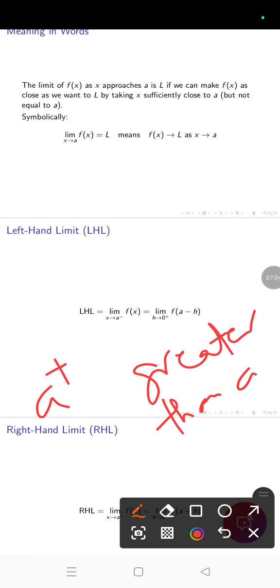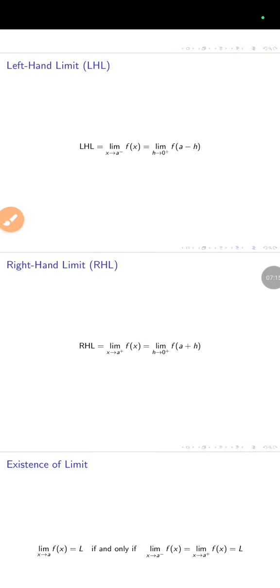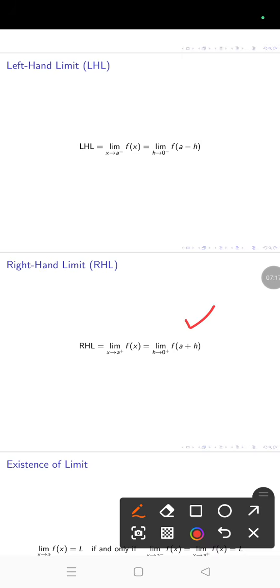That's why we write f(a - h), because it is less than a, and in case of the right hand limit we write f(a + h) as h tends to 0 plus. You can write RHL like this, or if you introduce h, then we can write it this way. f(a + h) means x is towards a, and from the right hand side we approach, so a plus means greater than a, so we write a + h as h tends to 0 plus.